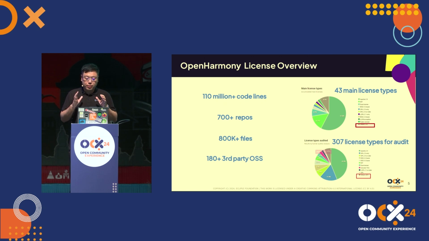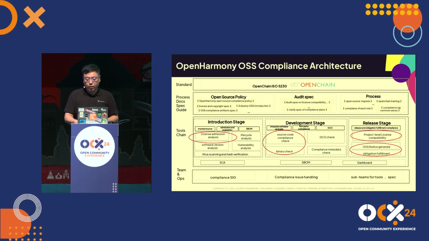In order to address the compliance risk associated with a large number of license types and open source software, we have built an open source compliance architecture for OpenHarmony. As you know, compliance is indeed a complex task. The first thing is the adoption of the OpenChain standard. ISO 5230 is an international standard for license compliance, providing a framework for organizations to manage and ensure license compliance. Based on this standard, we have developed compliance capability from various dimensions. This multi-dimensional approach ensures a comprehensive compliance strategy that covers all aspects of license compliance.